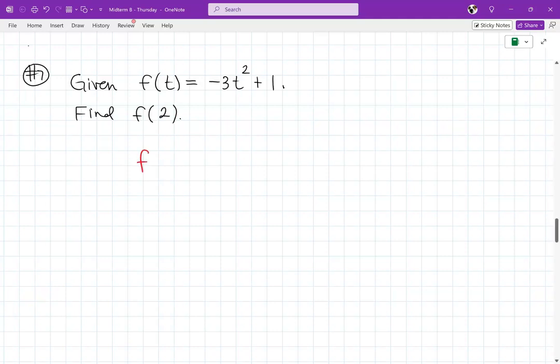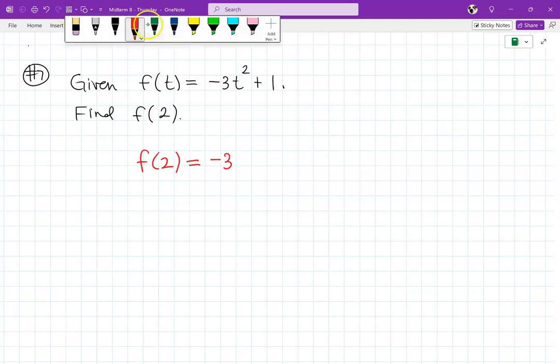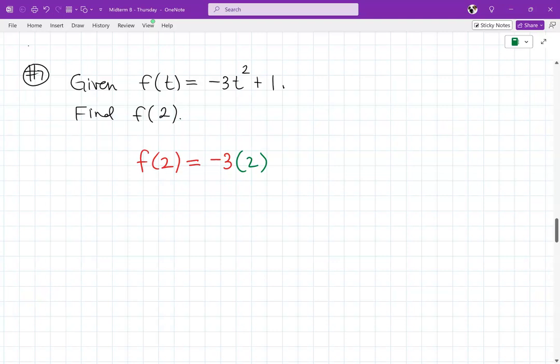Okay, so f of 2 is basically negative 3 times 2 squared plus 1. That's all you got to do, just plug in the positive 2 into where the variable is. So this is negative 3, 2 squared is 4, plus 1. Negative 3 times 4 is negative 12, plus 1. So this is negative 11. And that's it.